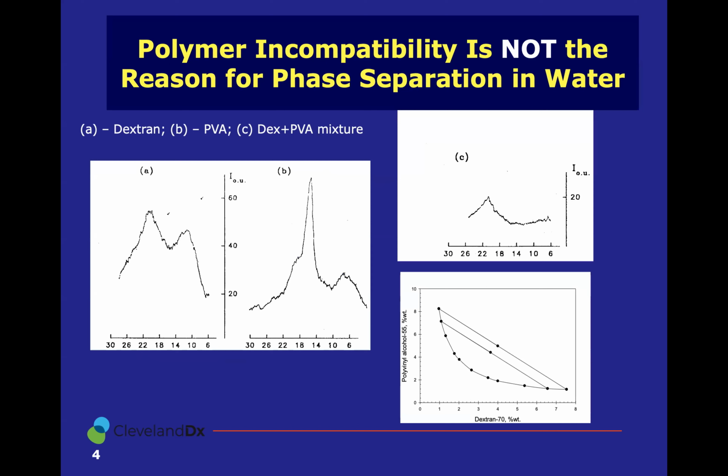Here is the example of polyvinyl alcohol with dextran, and in dry state, X-ray diffraction shows that the polymers are completely miscible. There is no repulsion whatsoever. Nevertheless, when you add water, they phase separate. On the right, at the bottom, the figure shows the phase diagram.